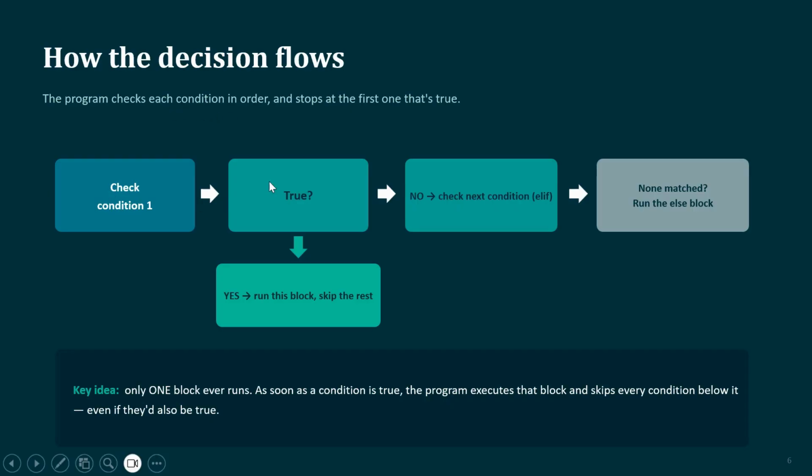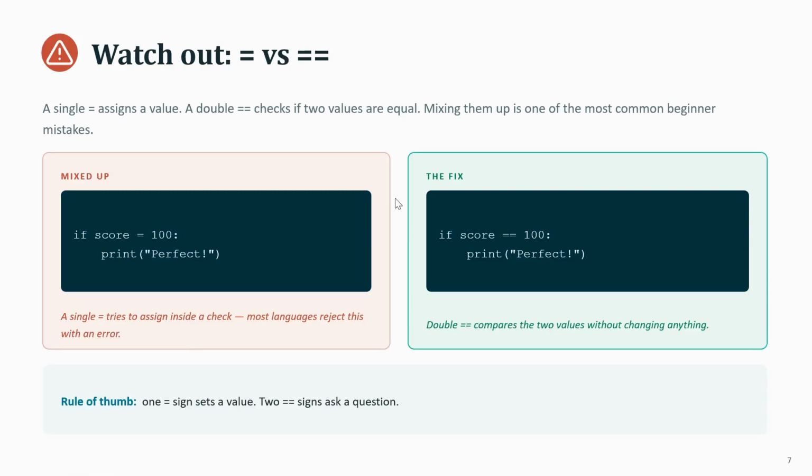So it checks the condition. Is it true? No, then check the next condition. If it's true, yes, then run the block and skip the rest. If even after that the else if conditions don't match, then run the else block, and all done.